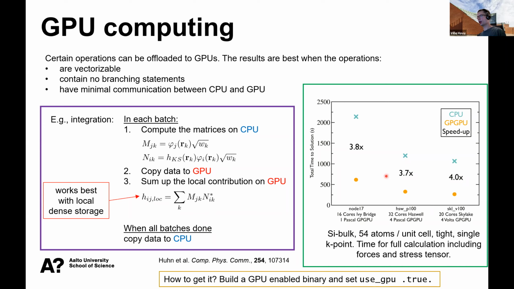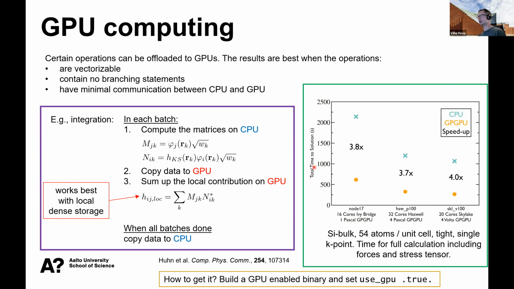Again, these are not my numbers. These are from Ville's paper. So what you see there is that, again, silicon bulk, tight settings, surprisingly same settings, and a single K point. But the timing is here for the full calculation, including forces and stress tensor. And the trick is here that this is CPU only. This is when you add the GPUs, and here you see the systems. You add about 1, 4, or 4, depending a little bit on the system. And it turns out that you can get a considerable speed up by throwing in the GPUs if you have those. So the integration algorithm goes happily here.